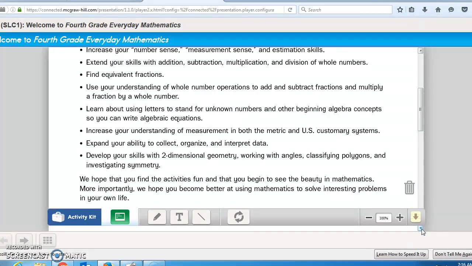Increase your understanding of measurement in both the metric and U.S. customary systems. Expand your ability to collect, organize, and interpret data. Develop your skills with two-dimensional geometry, working with angles, classifying polygons, and investigating symmetry. We hope that you find the activities fun and that you begin to see the beauty in mathematics. More importantly, we hope you become better at using mathematics to solve interesting problems in your own life.